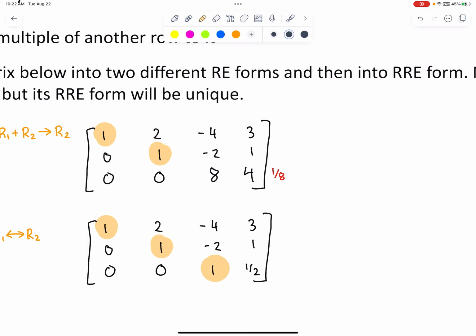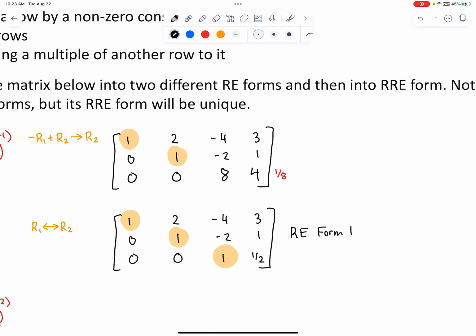And at this point, we are in RE form. Let's call this RE form 1. Notice it satisfies the first 3 conditions. So the first condition was that each leading entry is a 1, and that's the case. The leading entries are all highlighted. The second condition was that the leading entries are further right as you go down the matrix. That's the case. Third condition for RE form is that if there is a row of all zeros, make sure it's at the bottom. Well, that's not the case here. There is no row of all zeros. And so the third condition does not apply, or you can say it's sort of satisfied by default. Therefore, we are in RE form.